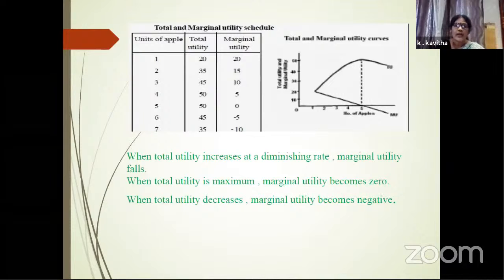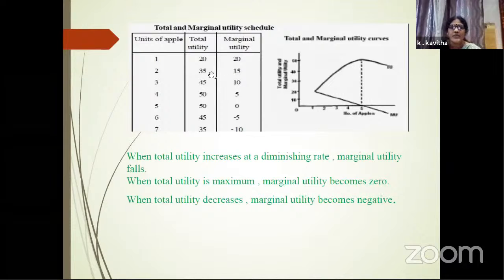Okay. So I think you all understand, students. And once again, you have to remember, marginal utility means the addition made by the additional unit. It means when we add one more unit, the total utility increases, but marginal utility decreases.